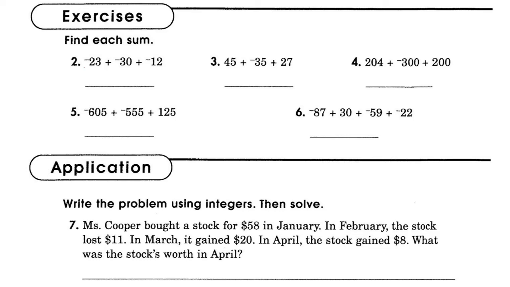Now, since all three of these numbers are negative, I know my answer is going to be negative. When I add 23, 30, and 12, I get negative 65. So you're going to finish 3, 4, 5, and 6.